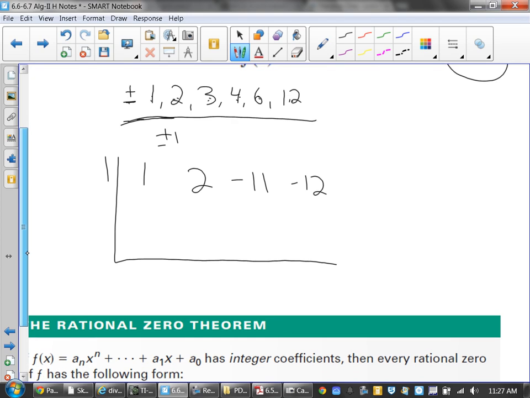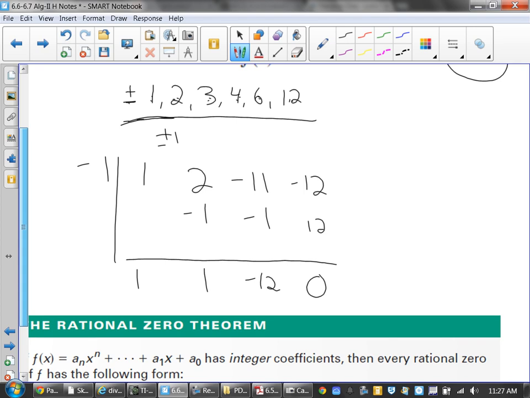If I start with 1, I go 1, 1, 3, 3, negative 9, and I know that's not going to work. Right? I erase it, and I try negative 1. 1, negative 1, 1, negative 1, negative 12, 12, and I found 0. So I have to do it multiple times. You just keep doing it until you find a 0.